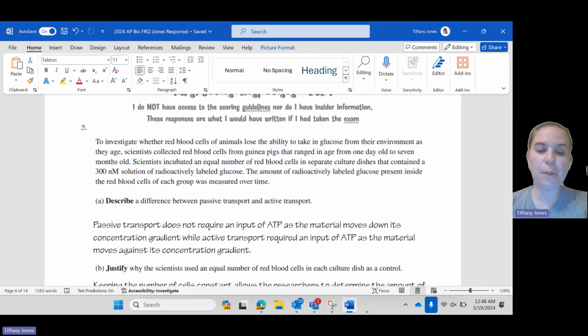So we want to talk about the difference between passive and active transport. Passive requires no ATP input versus active transport requires that ATP. Passive is going down its concentration gradient, while active is going against its gradient. So I'm not really sure which one they were wanting for that. They probably would accept both of those answers.